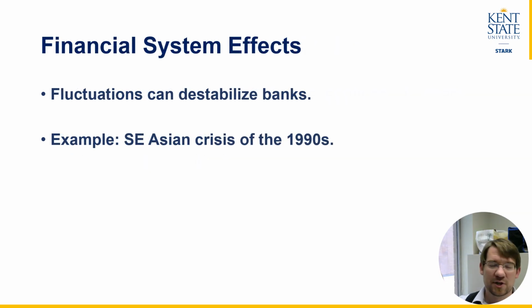And finally, we look at the financial system effects. There is the problem that fluctuations can actually destabilize your banking system, especially if your banking system is involved with international investments. So a classic example of this was the Southeast Asian crisis that happened during the 1990s. So let's look at this case in a little bit more detail, as I think it's going to help illuminate what exactly is going on here.